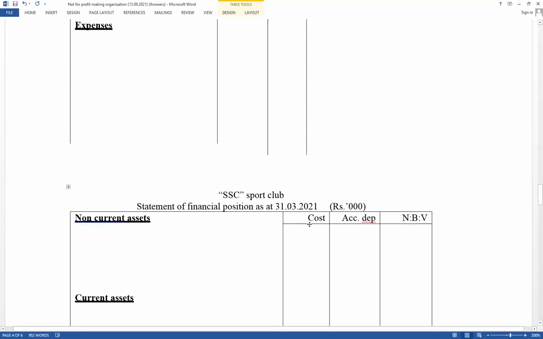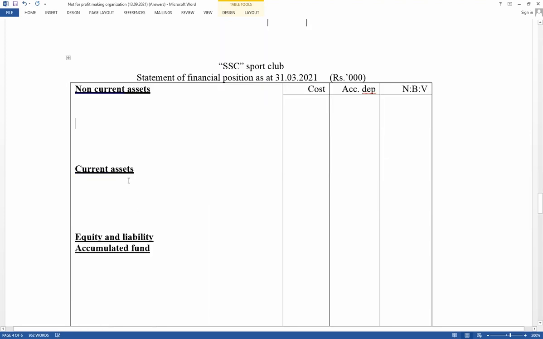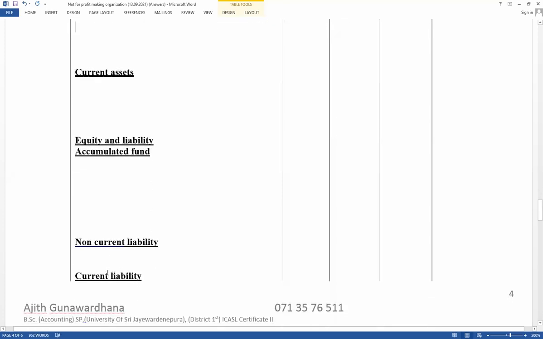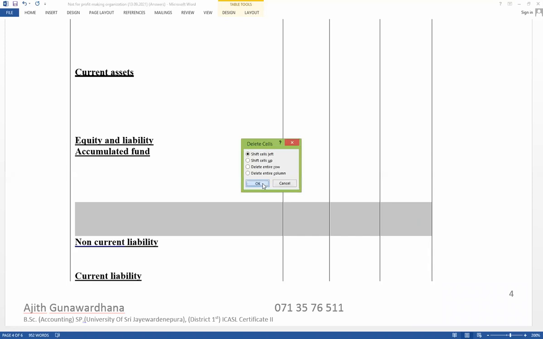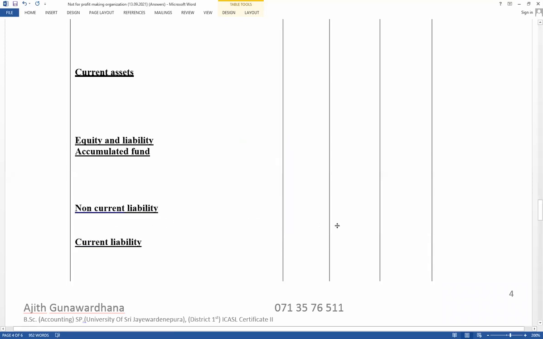Non-current assets: cost, accumulated depreciation, and net book value. Then current assets. Then think about equity and liability. In this lesson, equity equals accumulated fund. Therefore, accumulated fund should be disclosed here. Then non-current liability as well as current liability. Bank loan available should be included under non-current liability. But subscription received in advance and accrued expenses go under current liability. Therefore, this is the way.